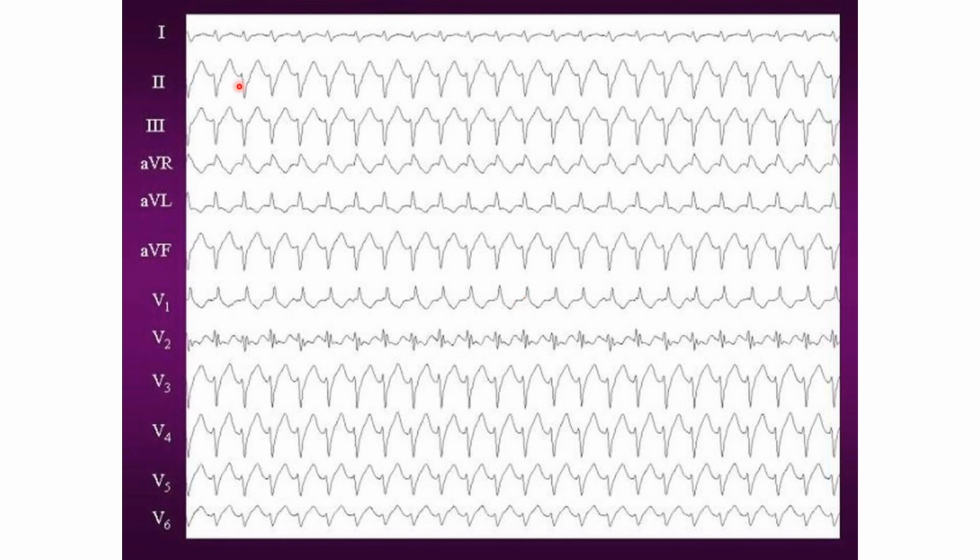Please look at lead 2, 3 and aVF. You can see negative complexes in lead 2, lead 3 and aVF. That is left axis deviation of the QRS complexes. Next you look at V1. You can see an incomplete right bundle branch block pattern here.